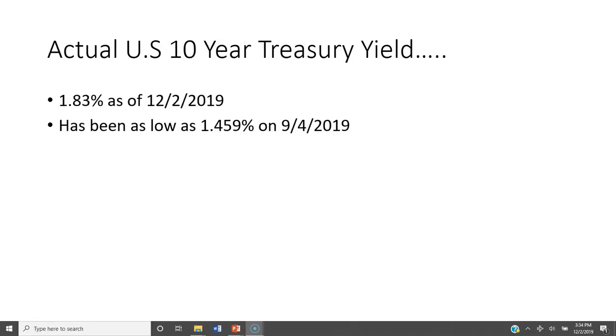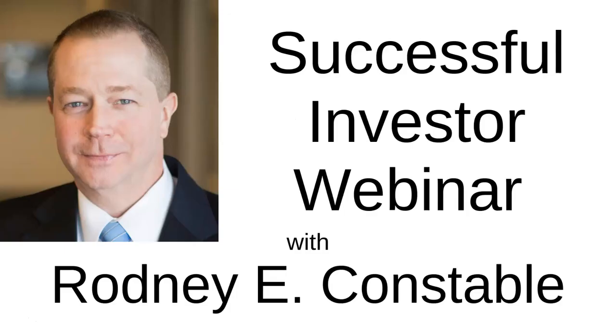The actual yield on the U.S. 10-year Treasury bond is 1.83% as of December 2nd, 2019. And that yield has been as low as 1.459% on September 4th of 2019.